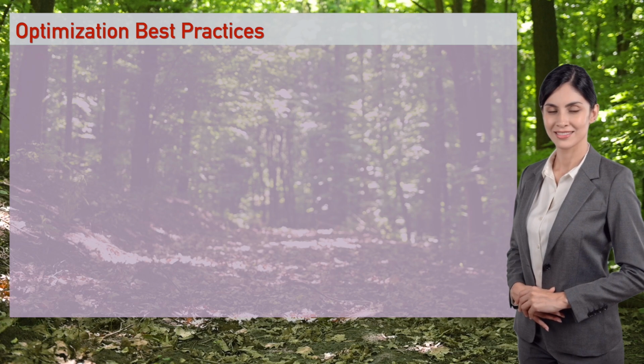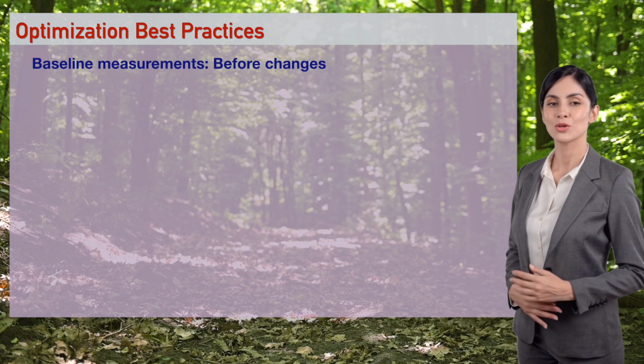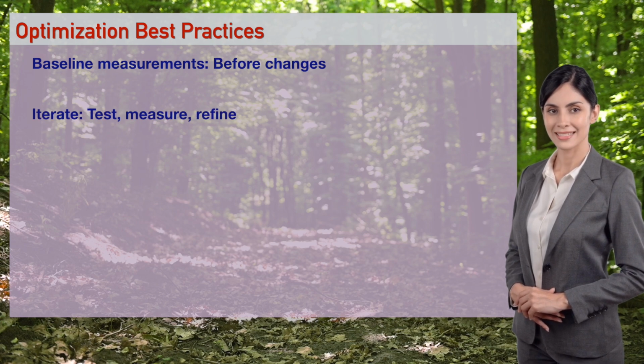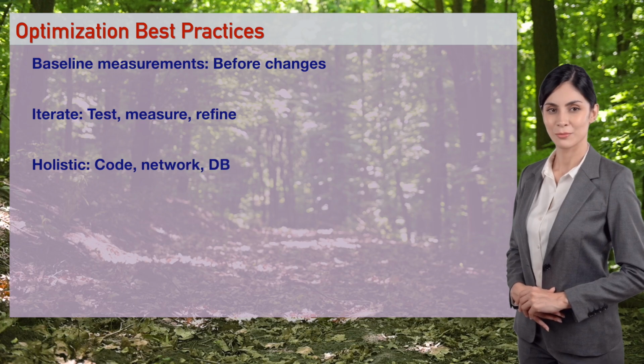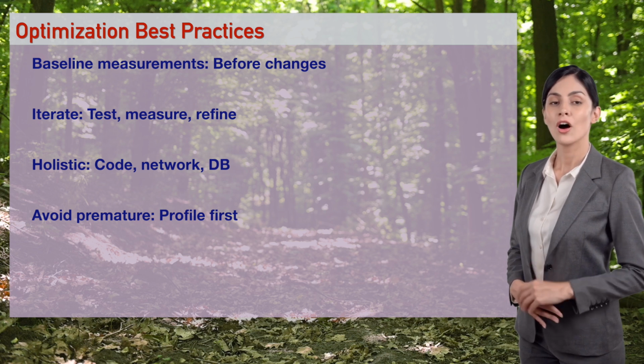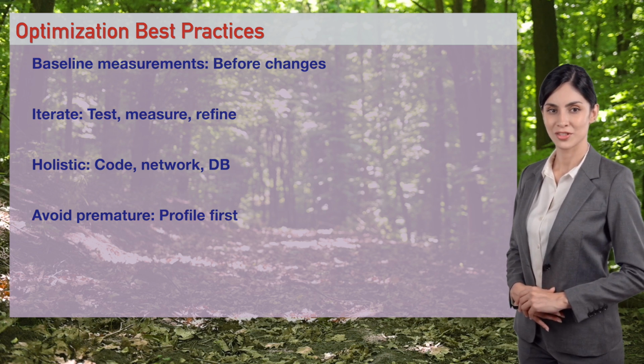Optimization best practices. Establish baseline measurements to quantify gains. Iterate by testing changes, measuring impact, and refining. Take a holistic approach, optimizing code, network, and databases together. Avoid premature optimization. Always profile to confirm bottlenecks first.